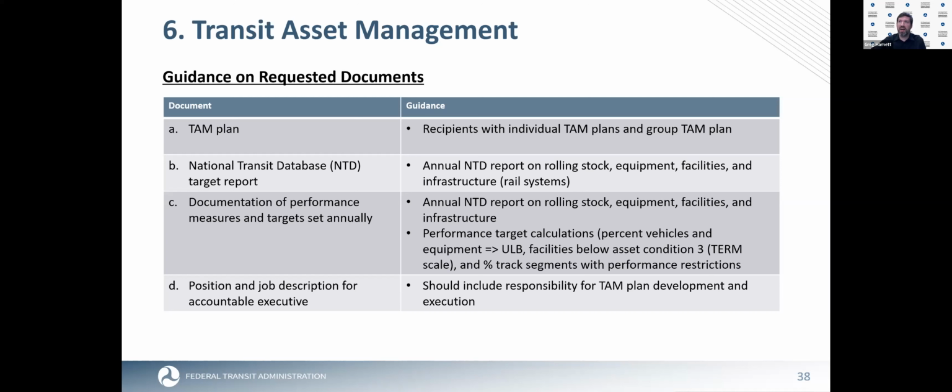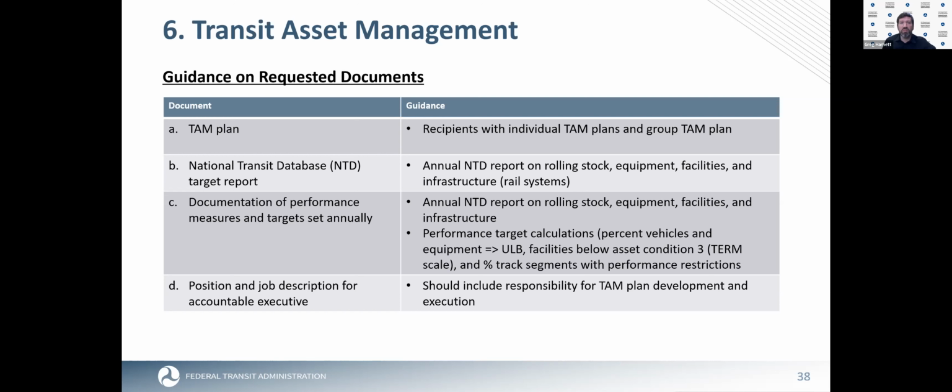I think this would be a good time to talk about the two flavors of TAM plan. So FTA divides its recipients into Tier 1 and Tier 2 recipients for the purpose of the TAM plan. A Tier 1 recipient is essentially any recipient that operates more than 100 vehicles in peak service. If you're a Tier 1 recipient, then you're responsible for developing your own TAM plan. A Tier 2 recipient are those recipients who operate fewer than 100 vehicles in peak service. There are a few other characteristics of Tier 2 recipients, but we'll just keep it high level for right now.